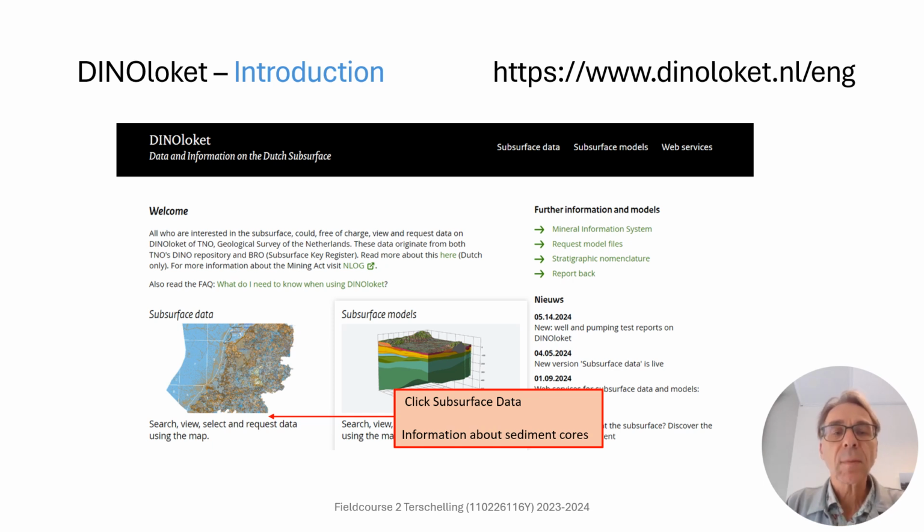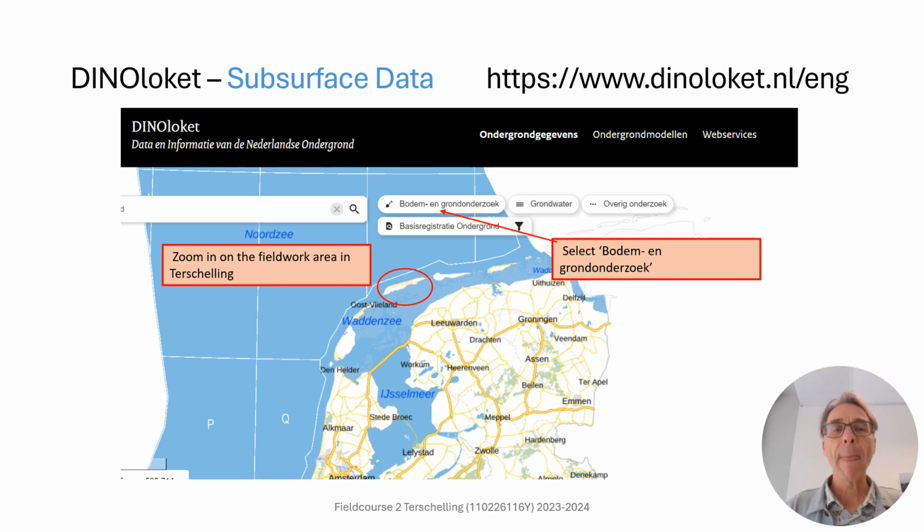Then the next step is to click the subsurface data, and this part here to get information about sediment cores. Later we will move on to surface models, but first let's focus on the actual data which are present in the DINO-loket. So what are the data all these models are built on? What are the data that can give us more information about the past?